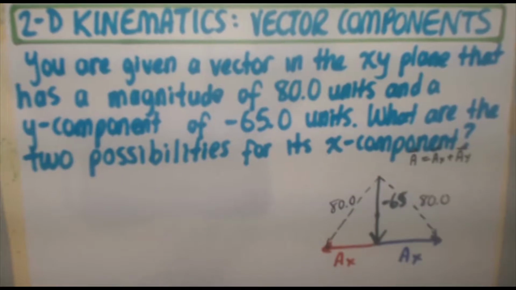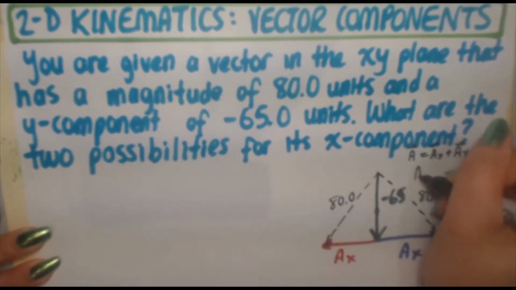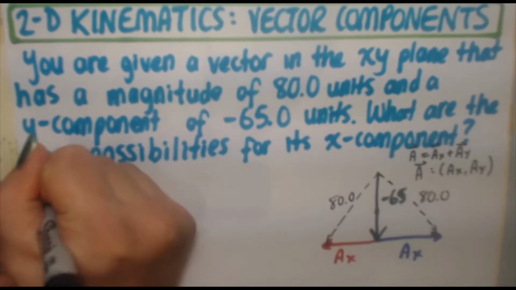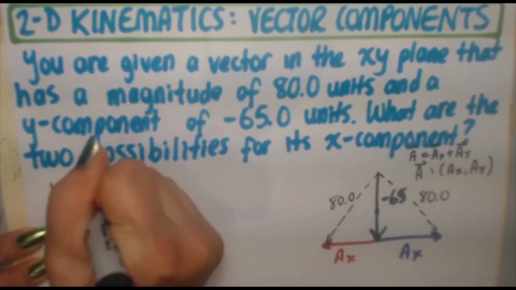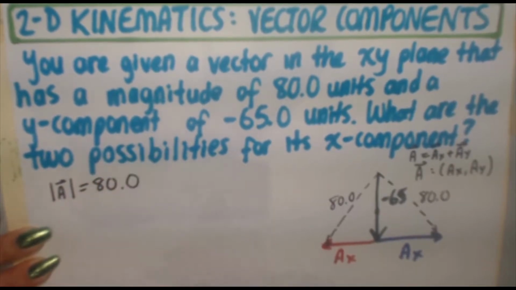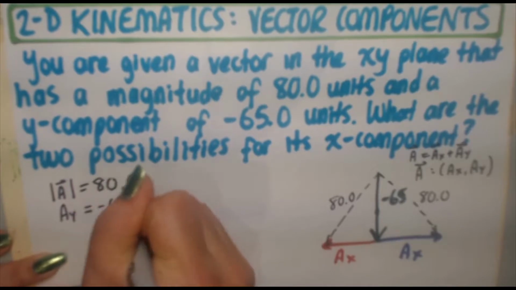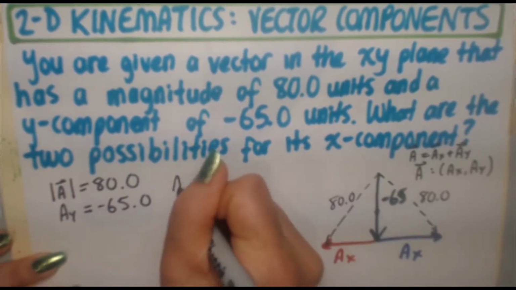So why don't we just let the vector be called A? Okay, so A has two components. A is made up of Ax and Ay. Now here's the thing. We are given in the question the magnitude of A. So we're given this value, 80.0. And we're also told that Ay is equal to negative 65.0, and we're tasked with finding Ax.